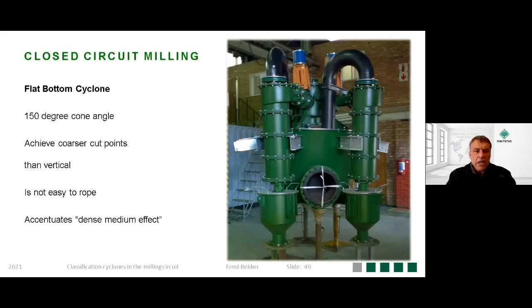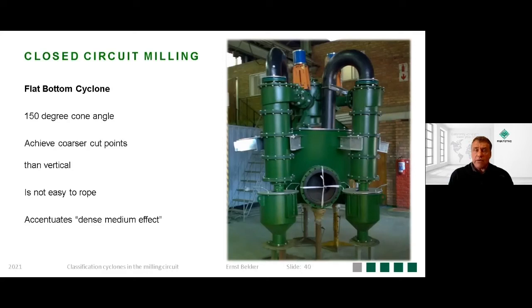Then flat bottom cyclones. Not common in milling circuits, but there are indeed applications where people want to use them. A flat bottom cyclone is a normal cyclone with standard barrel sections, but the bottom end cone section is not standard. It's got a cone angle of about 150 degrees. These units are normally used when you've got coarse grinds or you require a coarse cut point, but the volumetric flow rate is not high enough to allow you to use large diameter cyclones. So that is the most common area where we would be looking at using flat bottom cyclones.